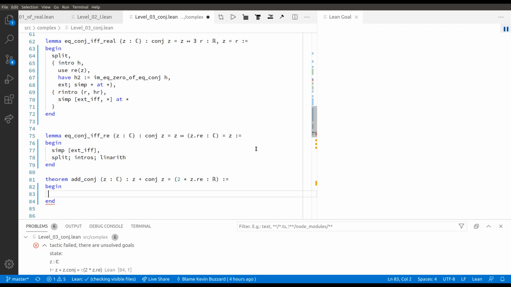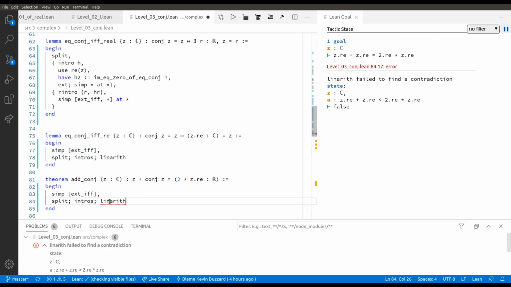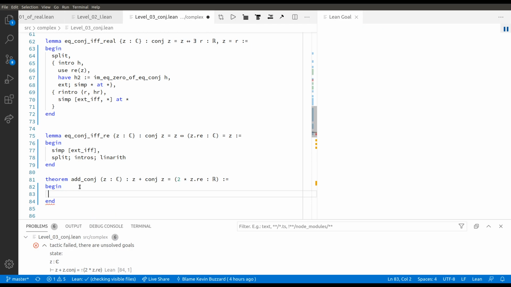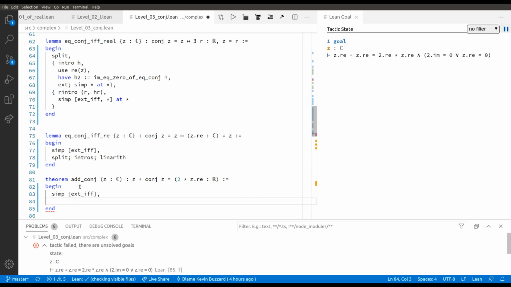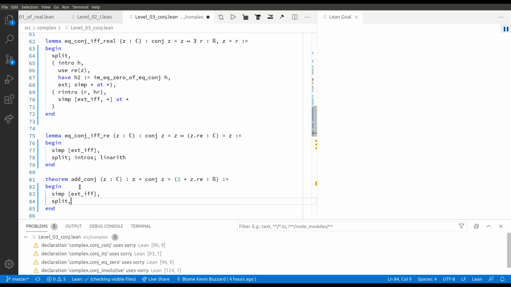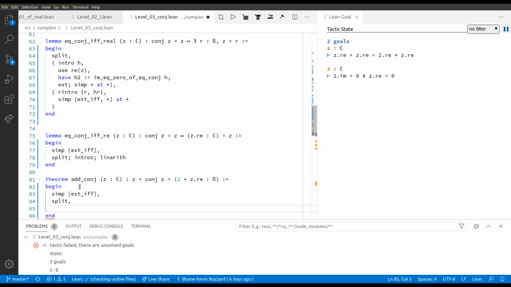And now, why is the complex conjugate? No, Z add its conjugate is twice its real part. I wonder if, let's just see if the same proof works. Why did that not work? Ooh. Okay, we have to do something else. So let's do simp xdiff again, because it seems like the way to start. And now we've got two goals. Okay, I see. So let's split. And now the first goal might be solvable by simp. Let's try this.